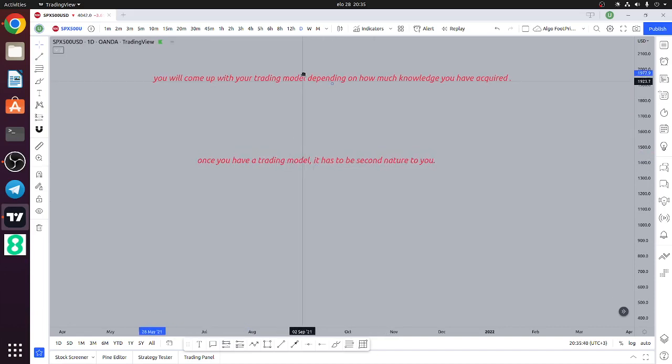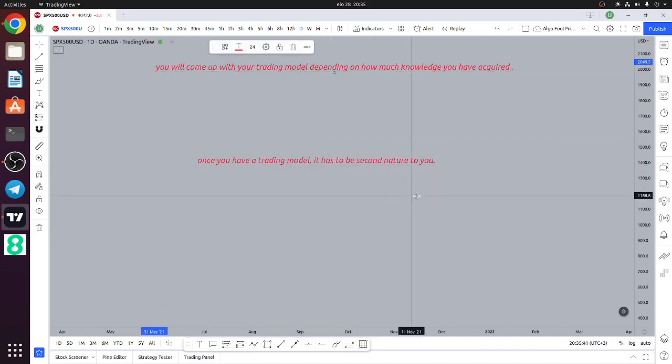What matters the most is that you are able to get my point. Once you have a trading model, it has to be second nature to you. It has to be part of you. You and that model have to be inseparable, meaning you cannot be separated. It becomes second nature.